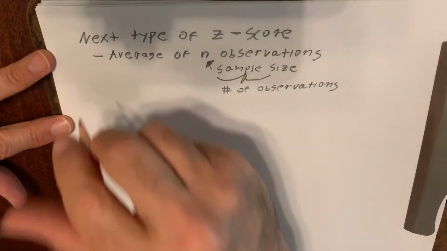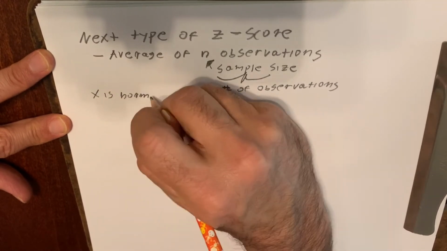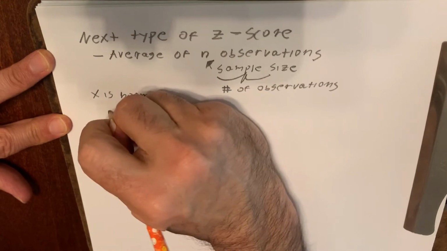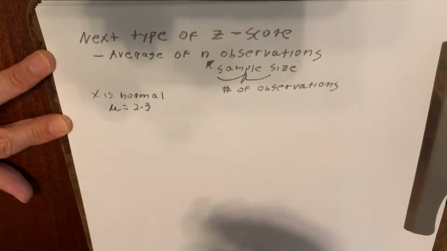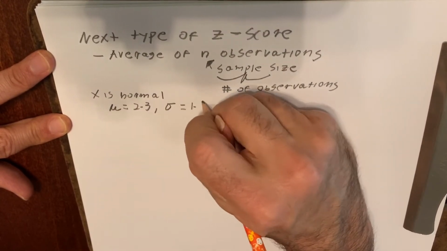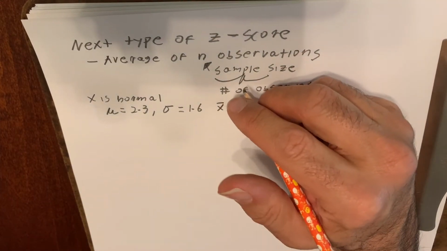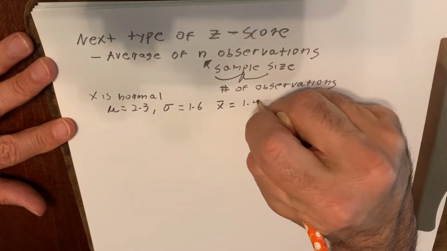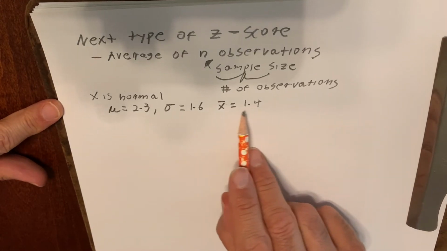So let's say, again, that X is normally distributed. And let's again say that mu, the population mean, is equal to 2.3. That'll be given in the problem. And let's again say the population standard deviation is equal to 1.6. Again, this will be given in the problem. And let us just say that the sample mean was observed to be 1.4. That means when you took all the observations and you added them up, and you divided by the number of observations, you got 1.4.